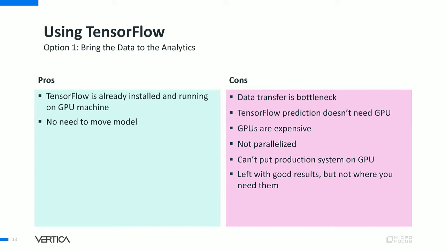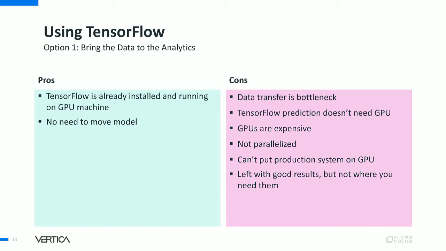The first one is bringing the data to the analytics. The pros of this approach are that TensorFlow is already installed and running on this GPU machine, and we don't have to move the model at all. The cons, however, are that we have to transfer all the data to this machine, and if that data is big, if it's, I don't know, gigabytes, terabytes, et cetera, then that becomes a huge bottleneck because you can only transfer in small quantities because GPU machines tend to not be that big. Furthermore, TensorFlow prediction doesn't actually need a GPU. So you would end up paying for an expensive GPU for no reason.